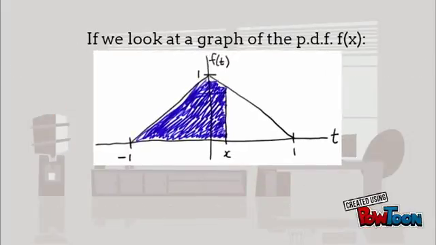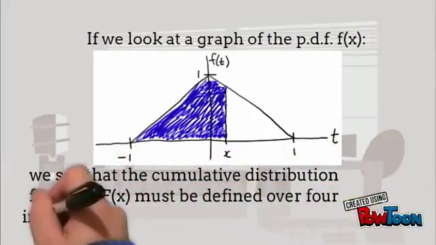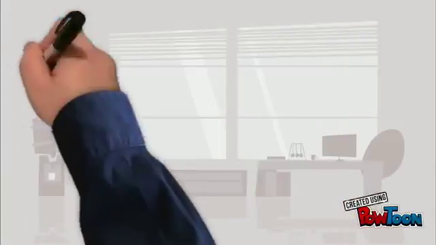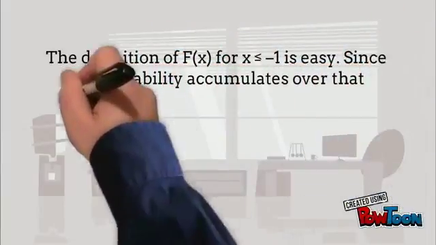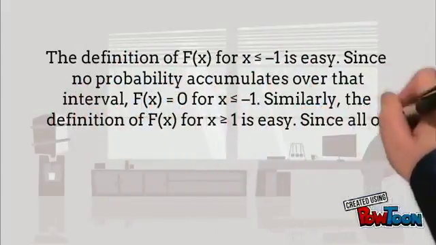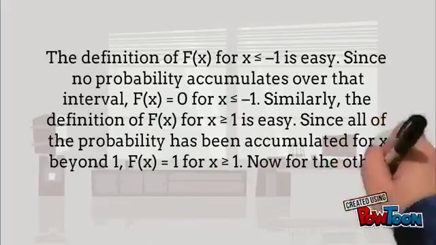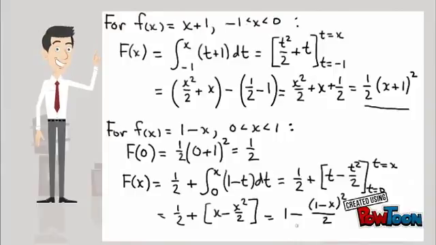First, if we look at the graph, we see that the cumulative distribution function F(x) must be defined over 4 intervals. The definition of F(x) for x below 0 is easy, since no probability accumulates over that interval, so F(x) equals 0. Similarly, the definition of F(x) beyond 1 is easy, since all of the probability has been accumulated, so F(x) equals 1. For the other 2 intervals, we evaluate the next 2 integrals.